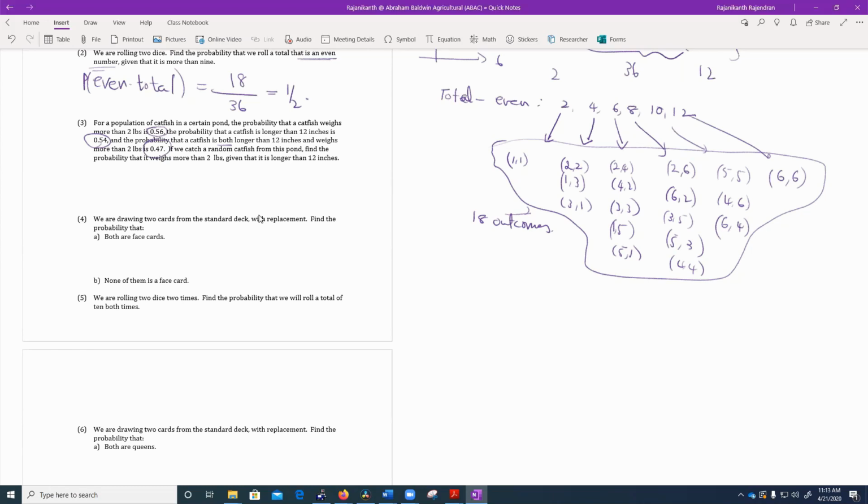And the question is, find the probability of that fish weighing more than 2 pounds given that it is longer than 12 inches. So it is a conditional probability, right? We are looking for the probability of a weight more than 2 pounds, given that the fish is longer than 12 inches. So this is again a conditional probability. This is my event F and this is my event E. Now, which formula am I going to use?